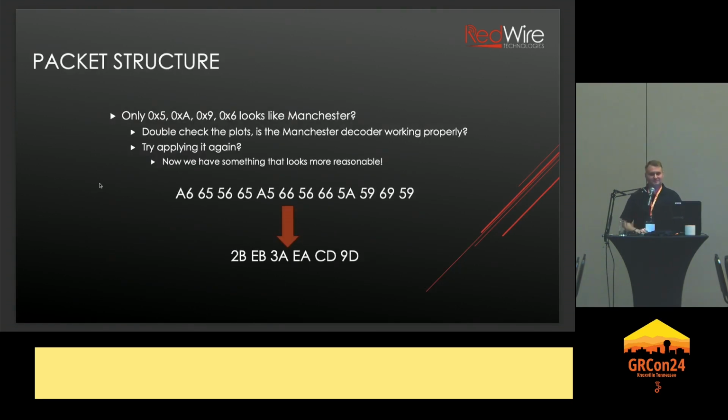So I decided to try just doing it again and see what comes out. I ended up with data that looks a lot more reasonable. I don't know about anybody else here, I've not encountered double Manchester or maybe some other encoding, and I just got lucky with that. But in the end, I ended up with a packet that looked much more reasonable.